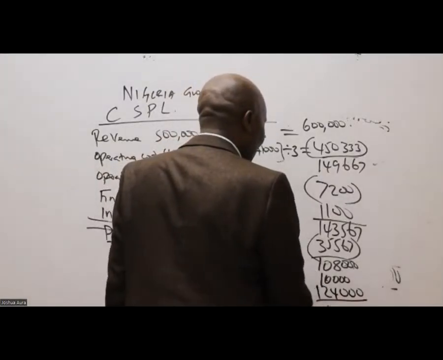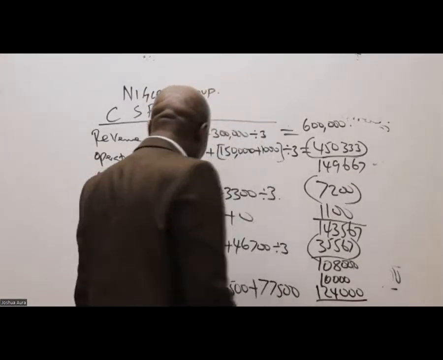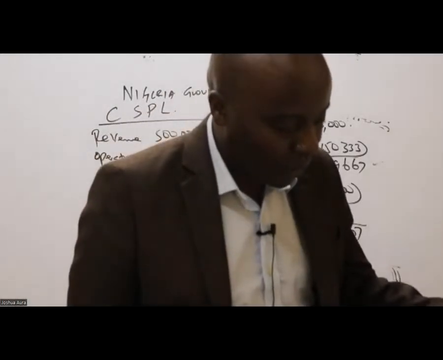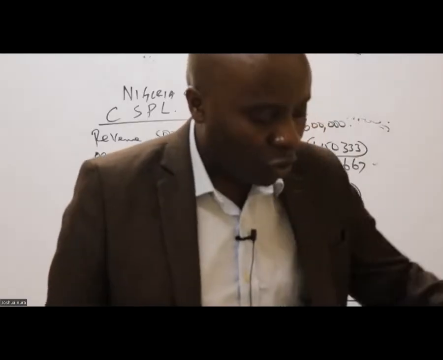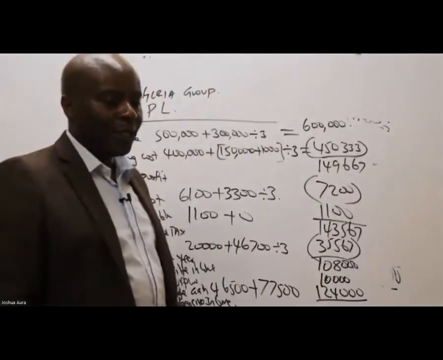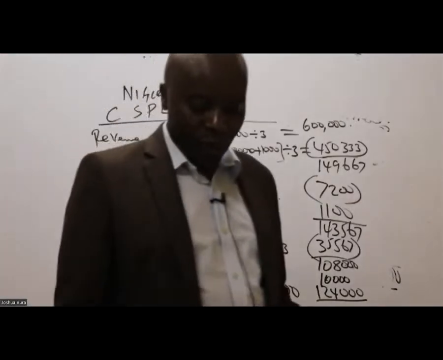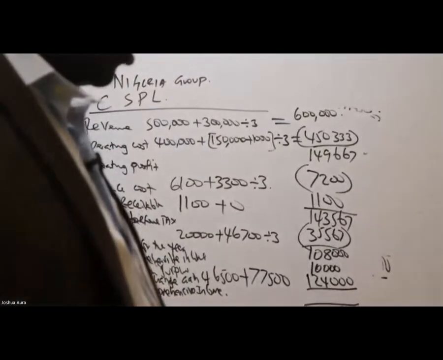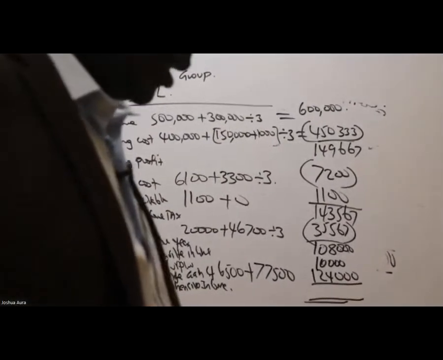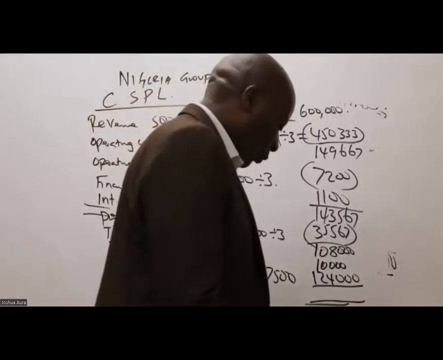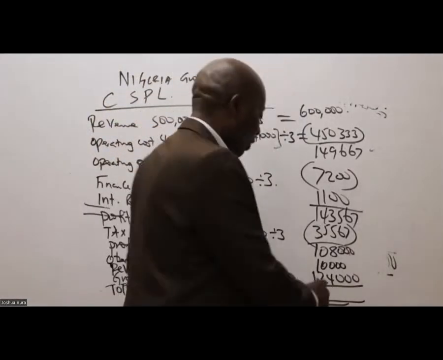So please come and add there for you to be able to give us the total comprehensive income. The total comprehensive income, how much does it come to when you add? 242,000.